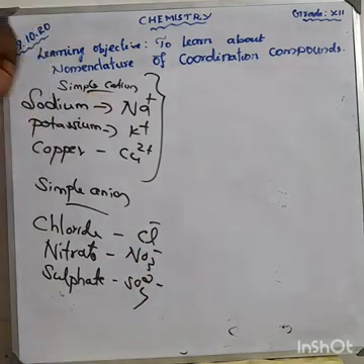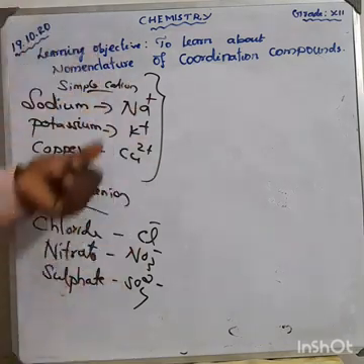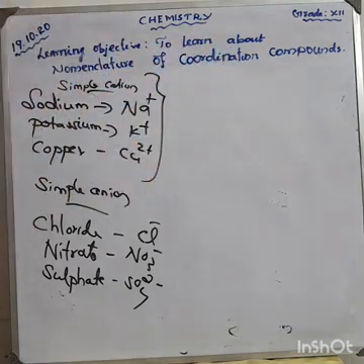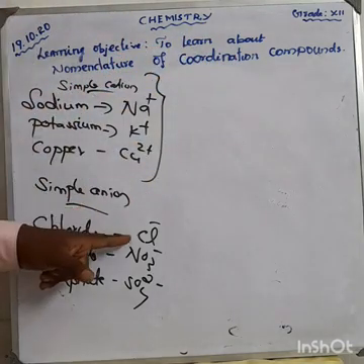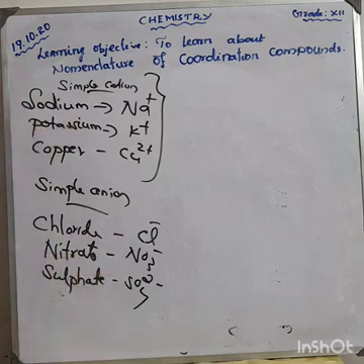Anyhow, these are all what? Sodium Na plus, K plus, Cu2 plus. These are all plus charges, meaning simple cations. The simple anions are Cl minus, NO3 minus, SO4 2 minus. These are all simple anions.